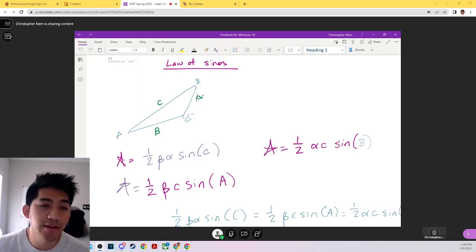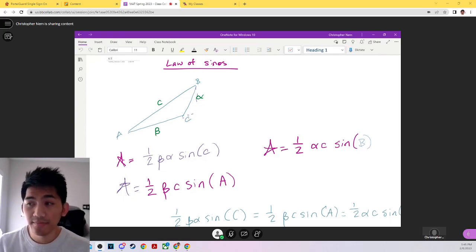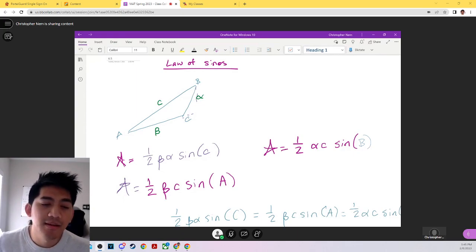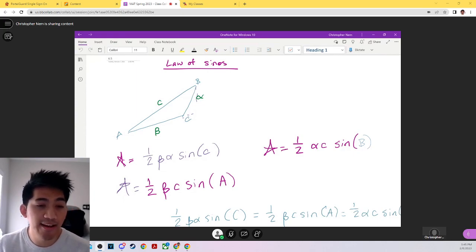Let's say I have this triangle where I have A, B, C, and the side opposite from A is alpha, the side opposite from B is beta, the side opposite from C is lowercase c. So if I decide to solve for the area, we know from the previous chapter, we can calculate the height, and then that would be written as 1/2 beta times alpha times sine of C.